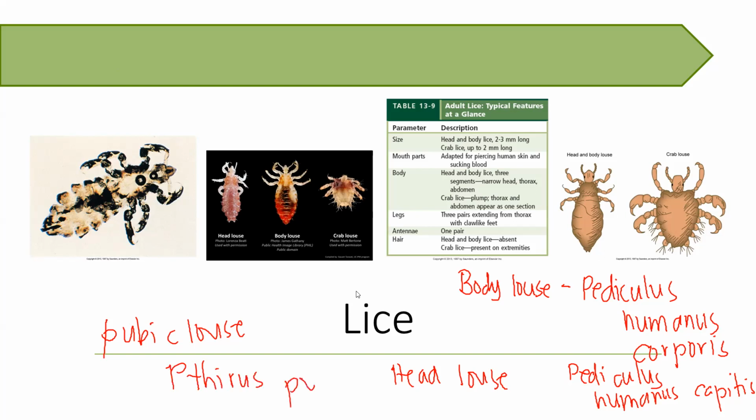Pthirus pubis. Okay, so we have Pediculus humanus corporis for the body louse. For the head louse, we have Pediculus humanus capitis, and for the pubic louse, we have Pthirus pubis, and that is your pubic louse.